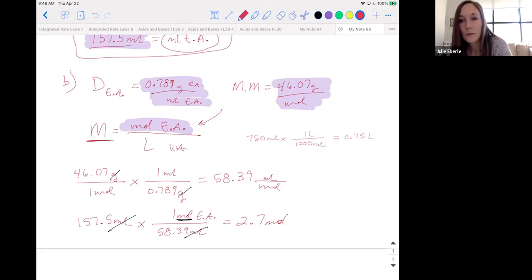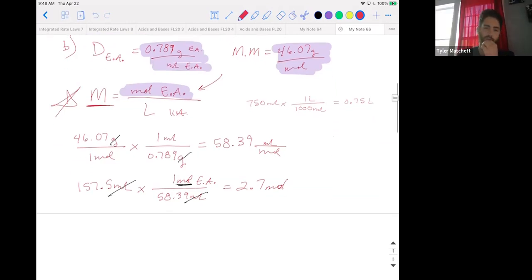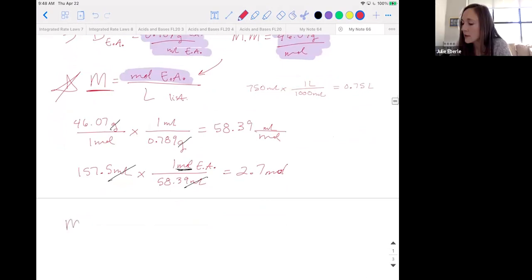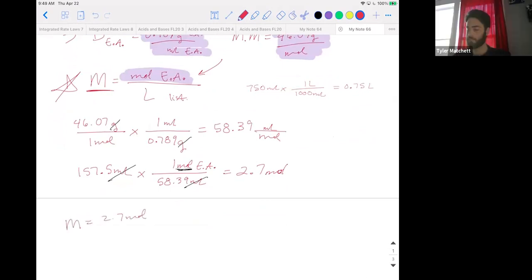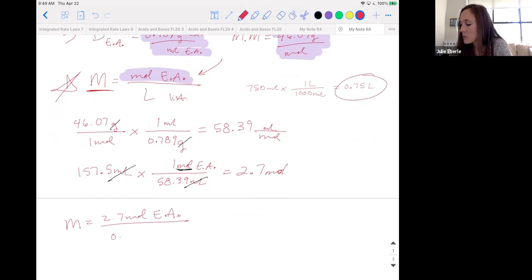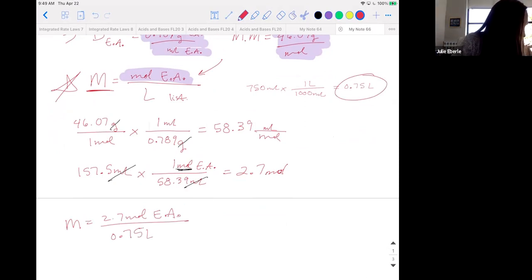So now what can we do? What were we trying to do initially? What was the question asking us? If you reread part B, it says, what is the molarity? Yep, thank you, Autumn. So what should I do? Plug in the moles and then the liters of our Listerine. So molarity will be 2.7 moles of ethyl alcohol divided by 0.75 liters of our solution, which is our Listerine.